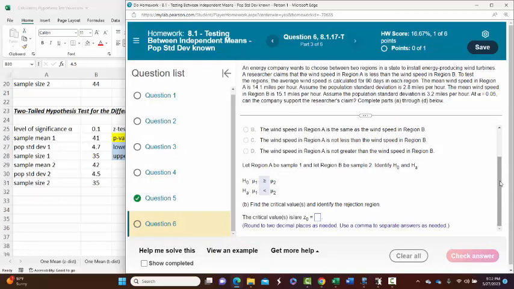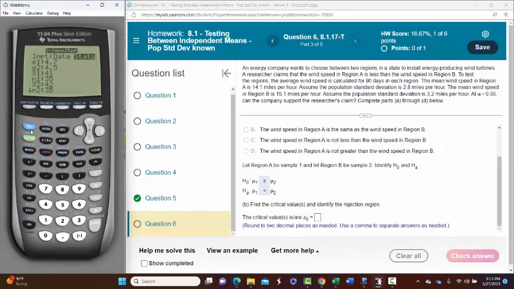For the critical value, use the calculator. For a left tail test, you just do inverse norm of the value itself, which is 0.05.